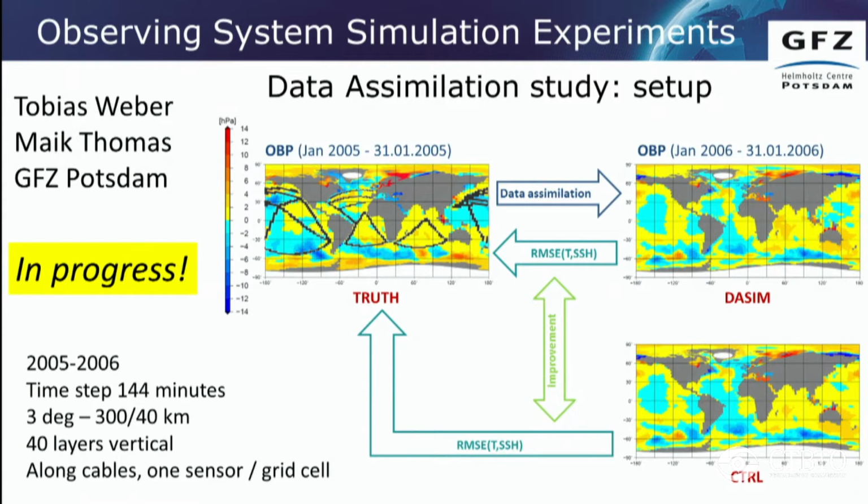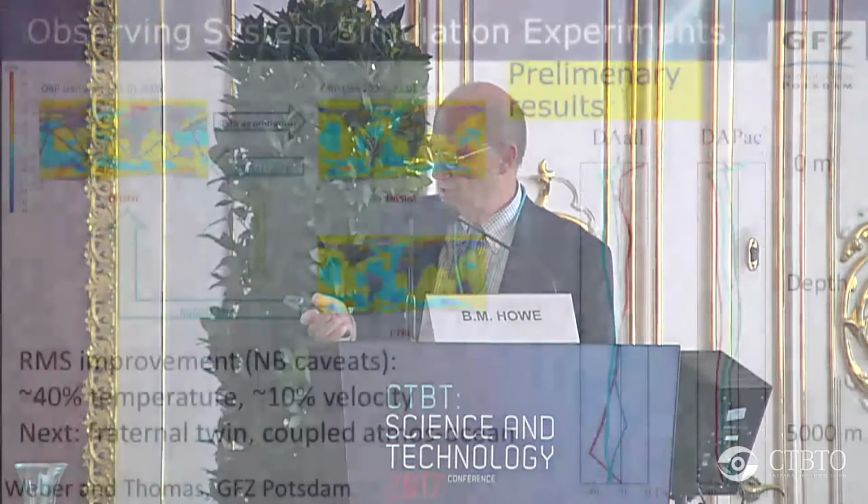And then in Potsdam, Tobias Weber and Mike Thomas are putting together what's called observing system simulation experiments. So you start off with truth, model runs that represent what you've defined as truth, and do data simulation and produce a map, and then you have a control run and you compare these two to see what the improvement is as you add data. So there are different forms of these kinds of experiments, and one has to be very careful about assumptions and so on. And these are just some very, very preliminary results, so just keep that in mind.